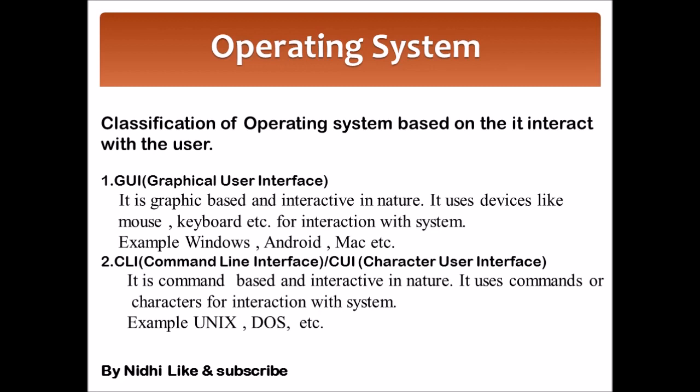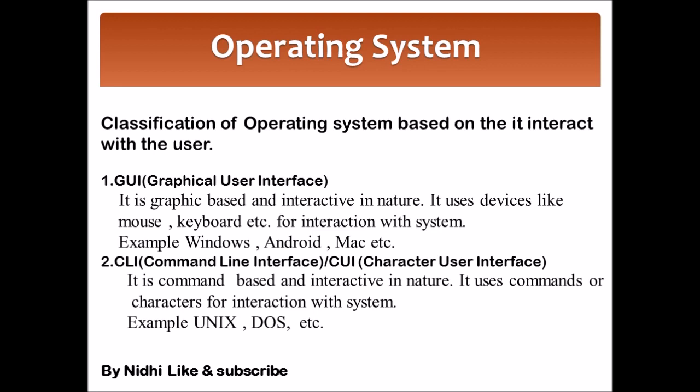The next categorization is CLI, that is command line interface, or CUI in some books, that is character user interface. This type of operating system is particularly based on commands in nature. That means it does not have any mouse clicks, icons, etc. For everything that you want to perform, you have to write commands. It uses commands or characters for interaction with the system. Examples are Unix and DOS, which are examples of CLI or CUI based operating systems.